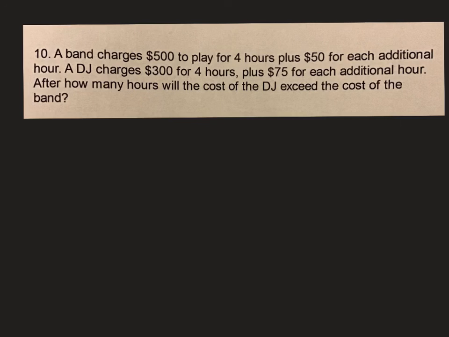So when we solve this one, we are going to write the equations as if we're writing it for like a total cost. So for a band, we're saying they charge $500 for your 4 hours plus $50 for x amount of hours after that 4. We're just going to set that equal to y. And then the DJ is going to charge $300 for 4 hours, but then $75 for each hour after that.